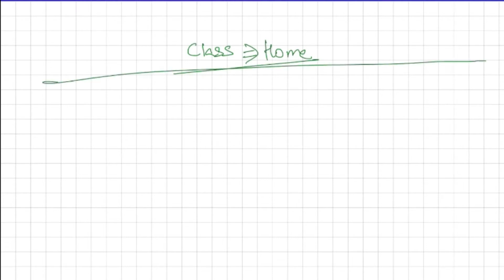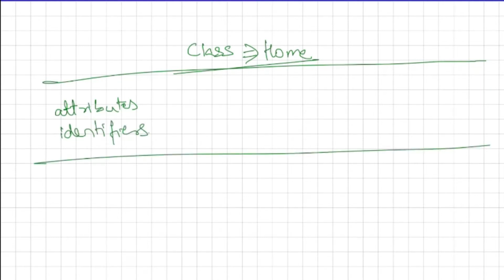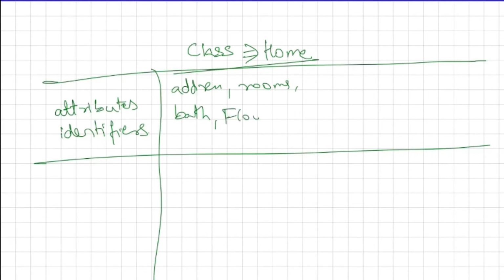Okay, let's again discuss the concept called class, and the example for that this time will be home. Under the class home, what kind of attributes or identifiers can we have? We can have address, rooms, bath, how many floors, and color, so many things.